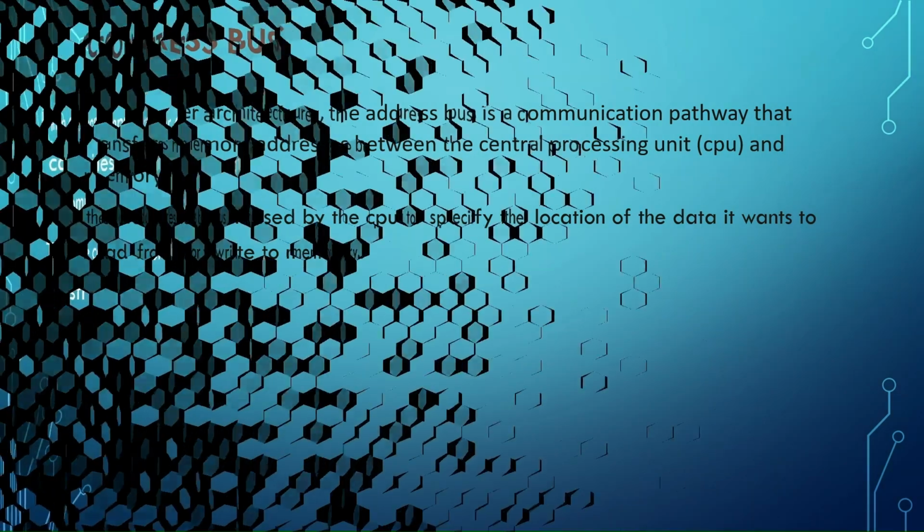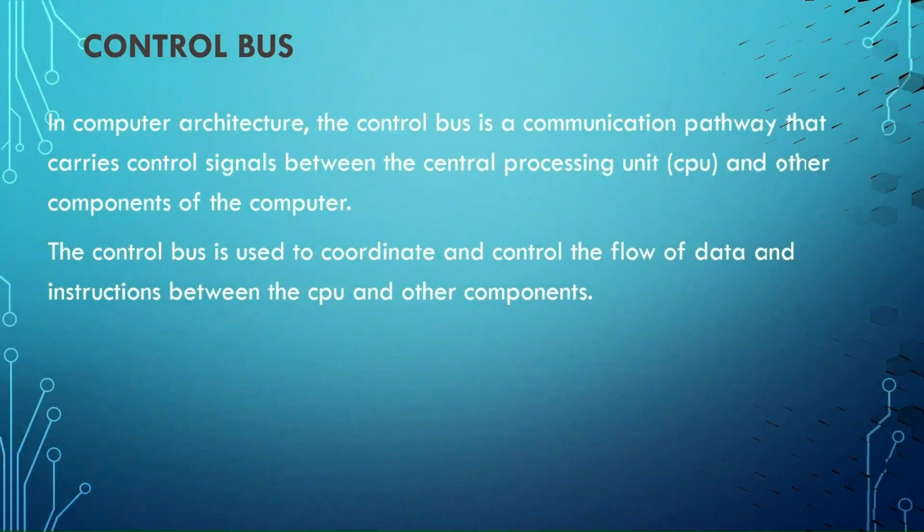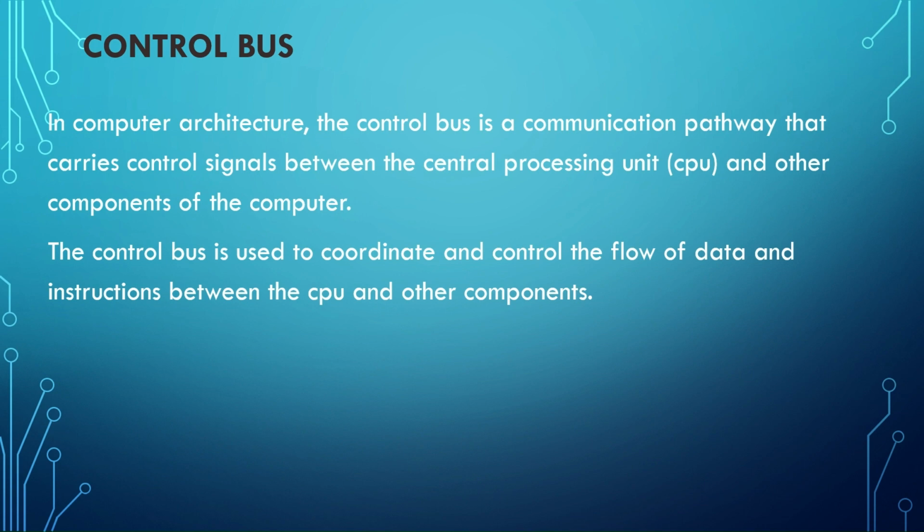Now let's move on to control bus. It carries signals that control operations within a computer. The control bus includes lines for read, write, reset and clock pulses, ensuring synchronization and proper coordination.